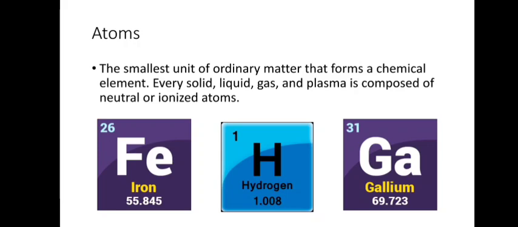Atoms, the smallest unit of ordinary matter that forms a chemical element. Every solid, liquid, gas, and plasma is composed of neutral or ionized atoms. Here are examples of atoms. We have iron, hydrogen, and gallium.